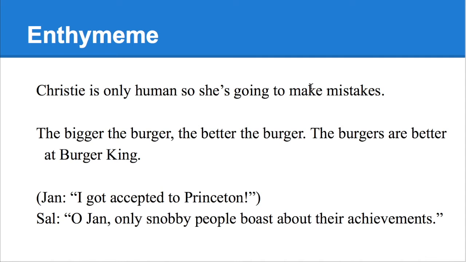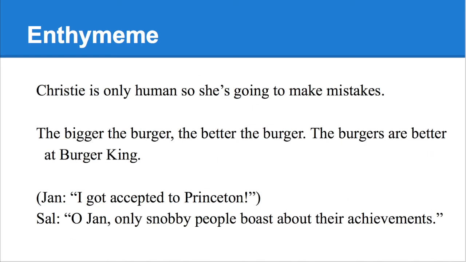So which part of the syllogism is that missing premise? Is it the major premise that states the general rule, the minor premise that states the specific application of the rule, or the conclusion? Yeah, you should have said major premise. All humans make mistakes. That is a major premise. It states the general rule. That's the major premise, the first part of the syllogism.